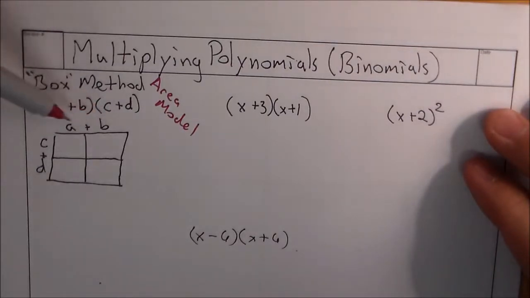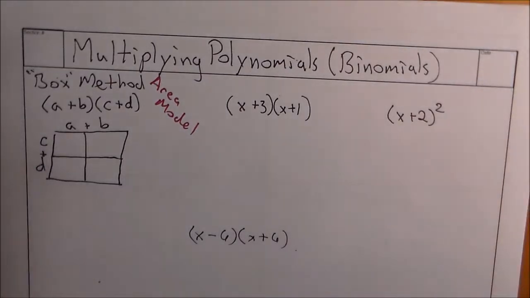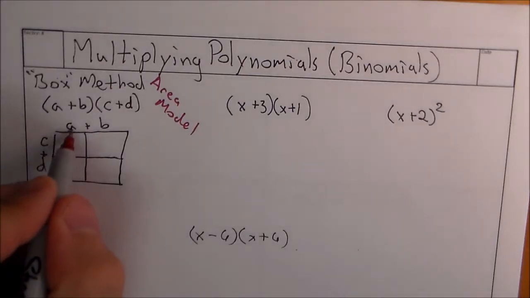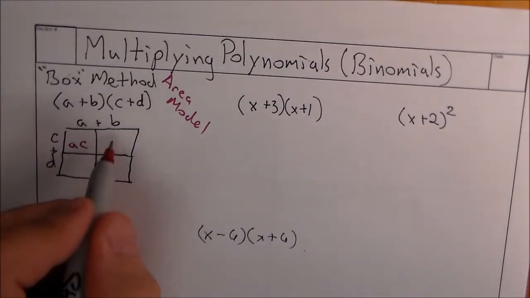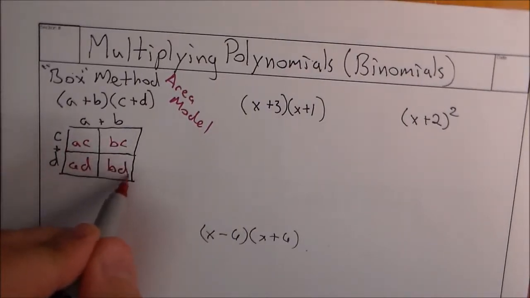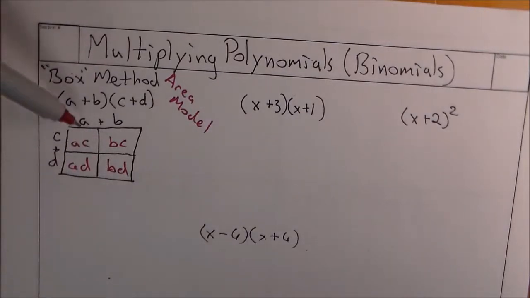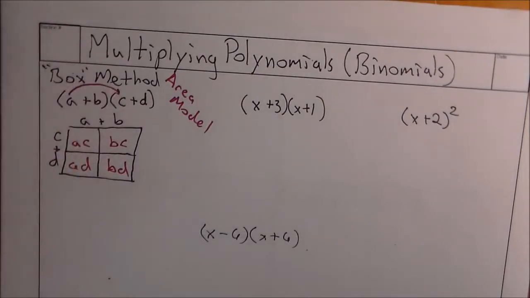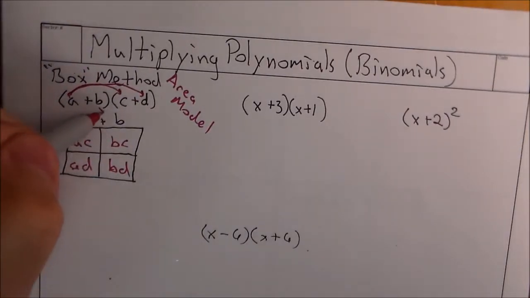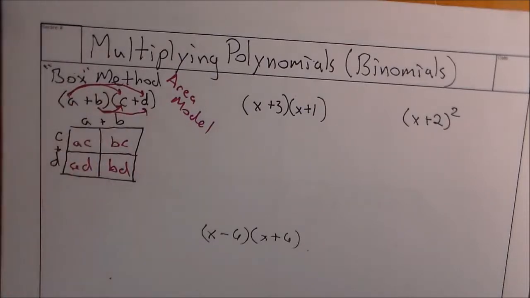I'm going to write a plus b on the top of the columns, and then c plus d on the rows. Anytime I fill in a box, I multiply the two values, the two dimensions that make that up. So that's going to be a times c here, b times c, a times d, and then b times d. By doing this, I've made sure that I've multiplied every value in each binomial by the values in the other binomial. So I went a times c, which were the first terms, a times d, which was first and last, b times c, which are those inside ones, and then b times d.